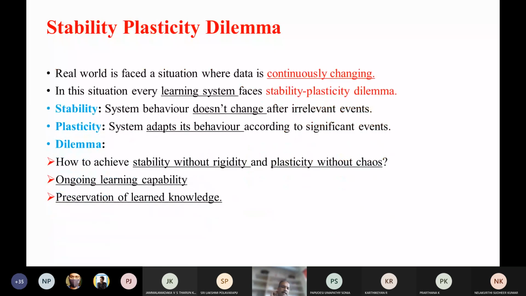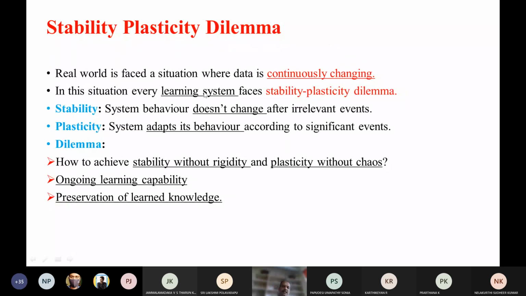So what is the stability plasticity dilemma? That is the important terminology we need to know in terms of ART neural network. We say that the real world faces a situation where data is continuously changing. Today something will be there. Tomorrow you go on that particular road or direction, there may be some update. Day after tomorrow, there may be some update. After a week, after a month, there may be some update. That's why they say the real world faces a situation where data is continuously changing.